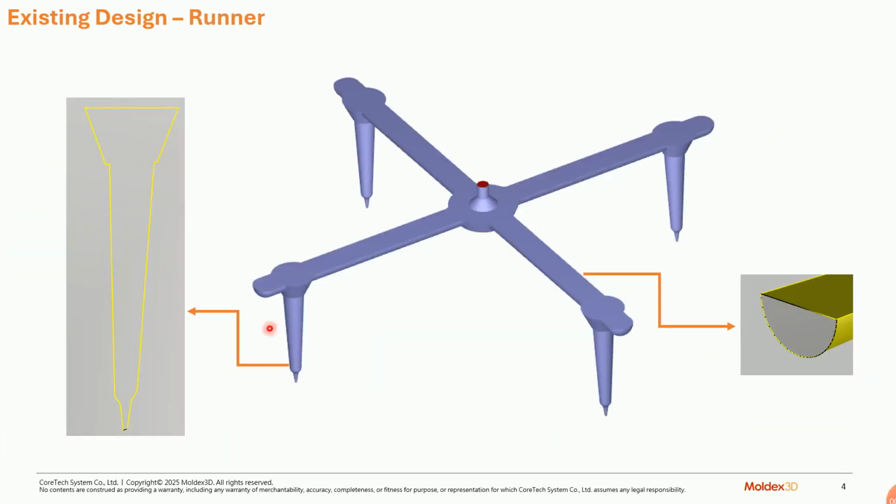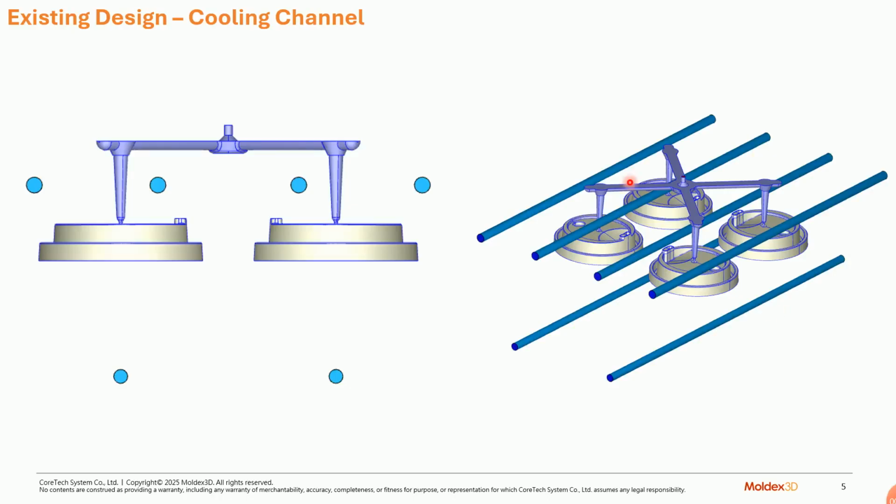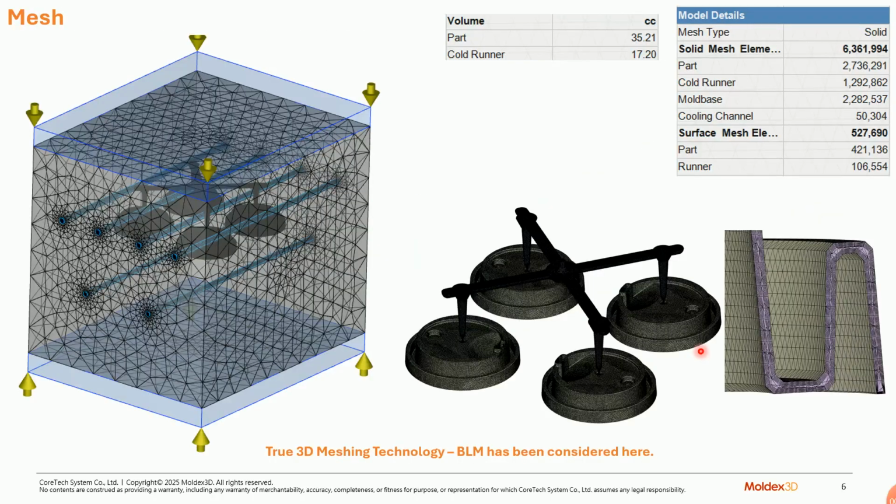And this is the sectional view of the runner design, especially in this location. You can see a circular runner with the pinpoint gate, and here a kind of semicircular runner. This is what the customer wants to use for this particular product. The cooling channel is a very simple design. On the cavity side we have 4 cooling channels, and on the core side we have 2 cooling channels.